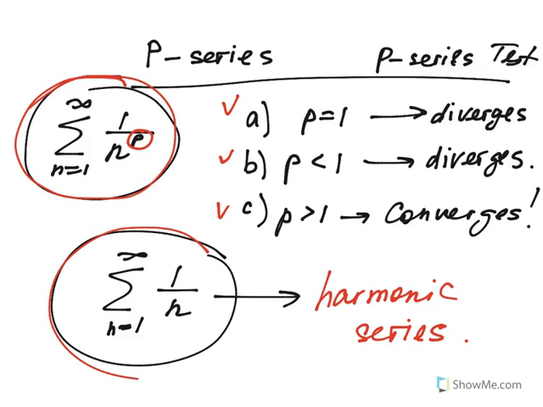Now, this specific series right here, the sum of 1 over n, where the exponent is an invisible 1, we call the harmonic series. Please remember that.